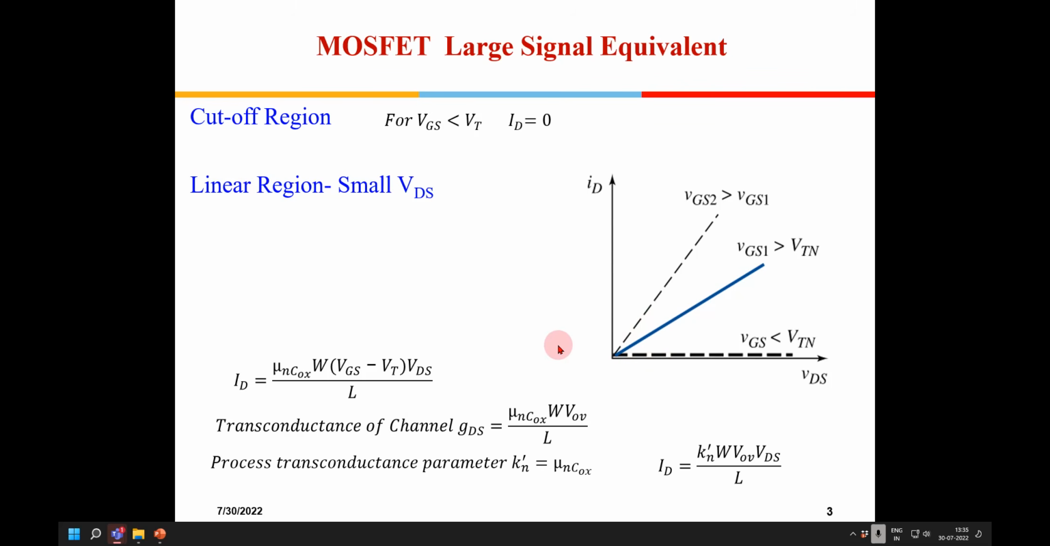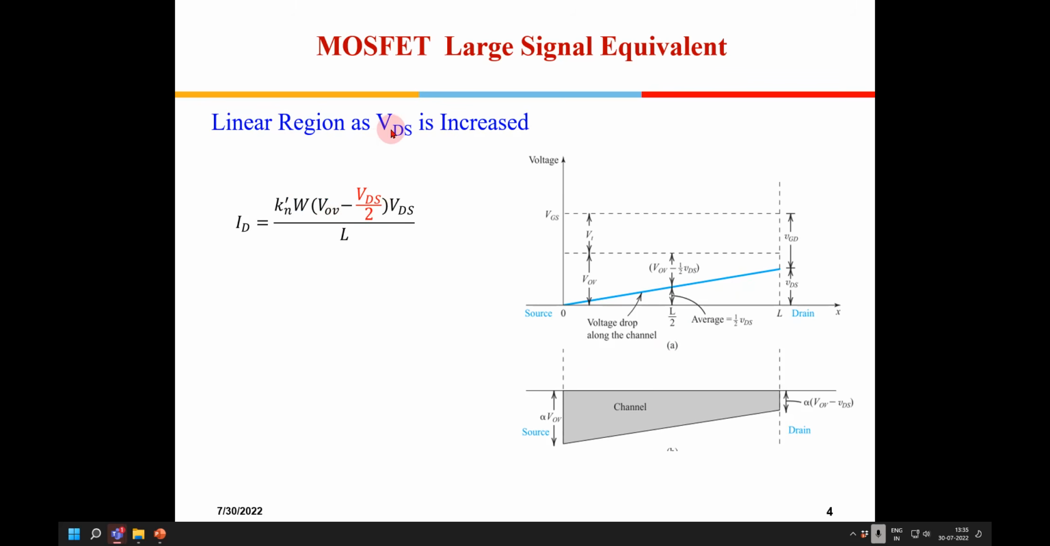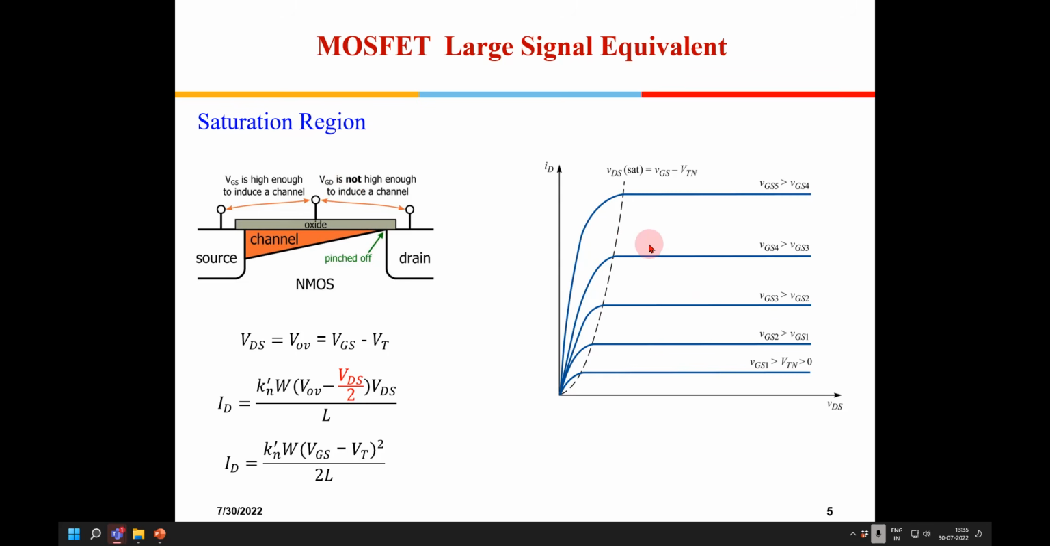This was for small VDS. We did the derivation in the last class, and then as we increase VDS, the equation gets modified in this manner, right? And then we further increase the VDS, it gets into the saturation region. In the saturation region, for long channel devices, we can say that the current is independent of VDS, but for short channel devices, that is not the case. We also saw that in our previous class.